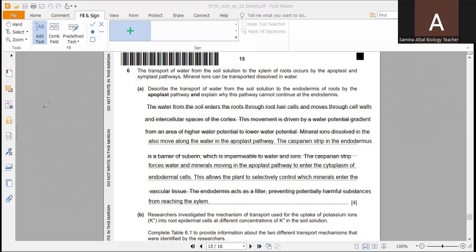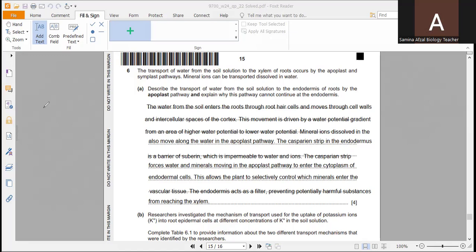The symplastic pathway is the movement of water and dissolved substances through the cytoplasm of cells connected by plasmodesmata. Now, the endodermis is a layer of cells surrounding the vascular tissues, xylem and phloem, in the roots. It has a special feature called the Casparian strip.